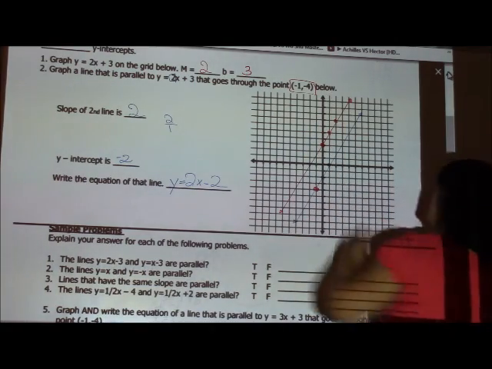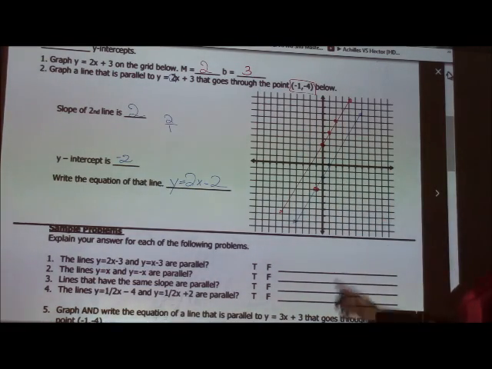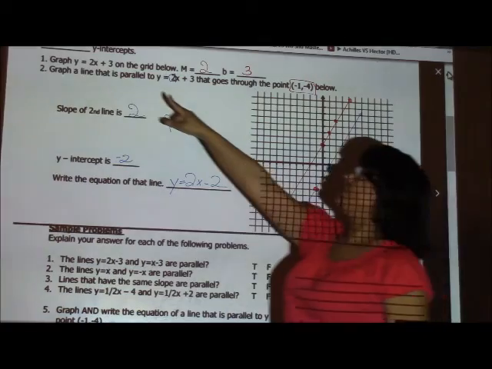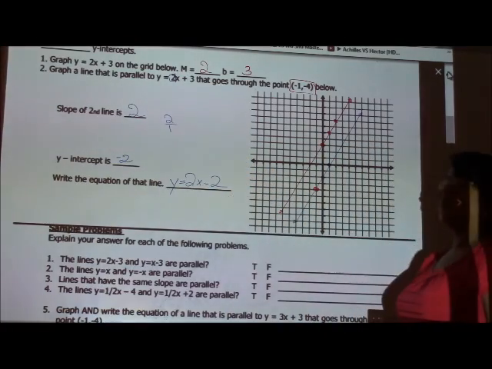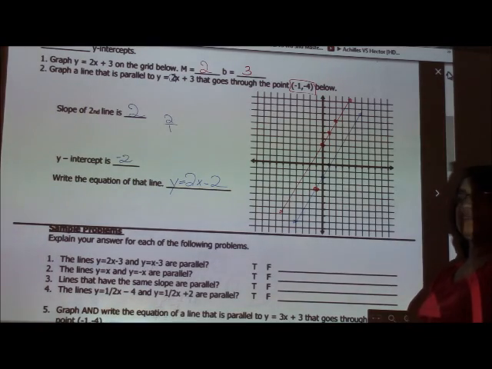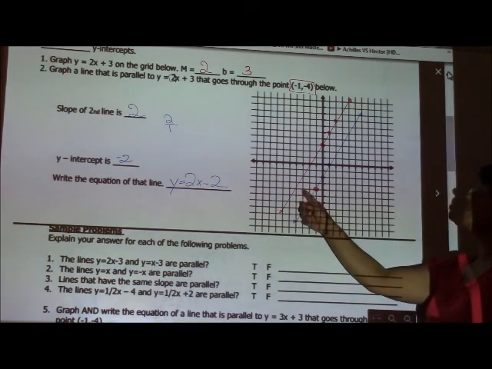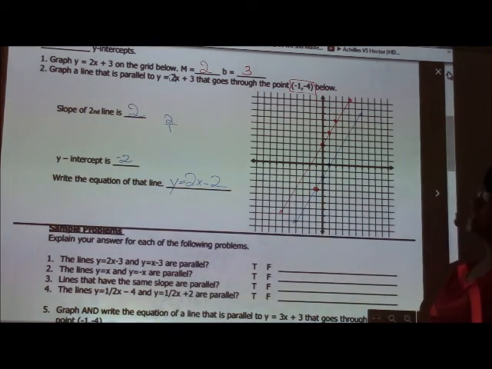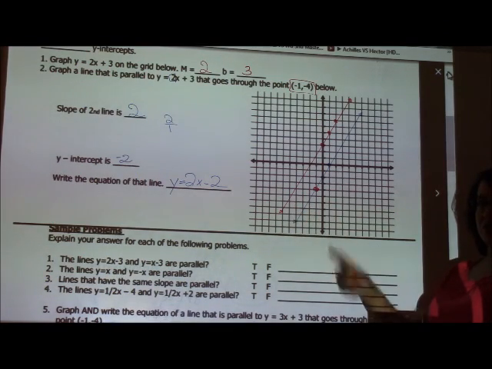In a system of linear equations, if I had these two equations, y is equal to 2x plus 3 and y equals 2x minus 2, and I asked for a solution, I would have no solution, because a solution is where these two lines cross. But since they are parallel, they never cross. So the answer would be no solution.